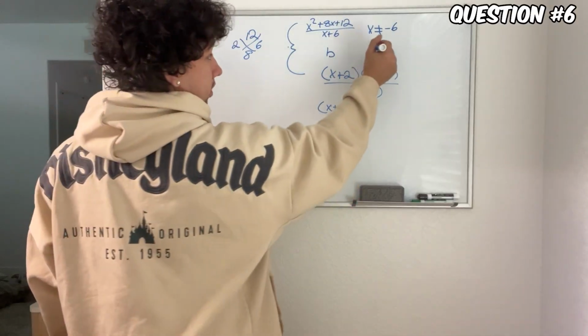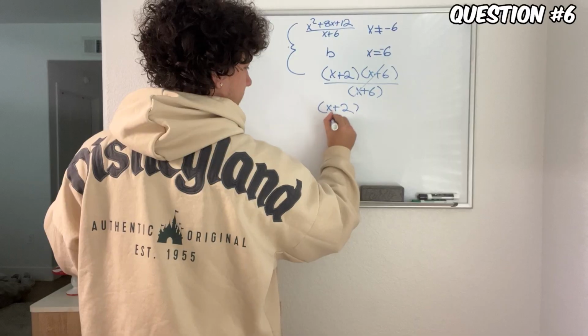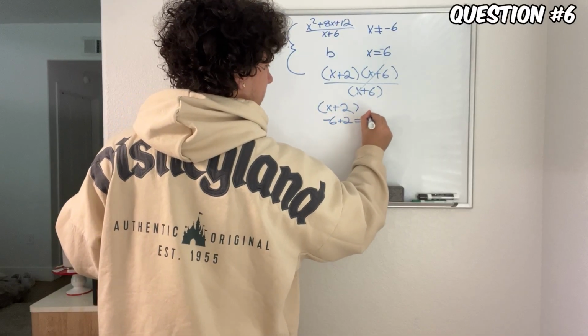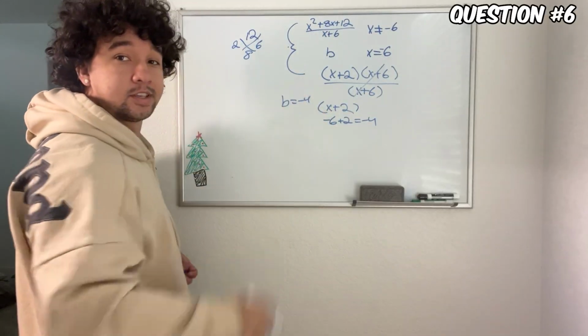Now what we're going to do is we're going to plug in negative 6 here. So negative 6 plus 2 equals negative 4. So in other words, b must equal negative 4 for this thing to be continuous.